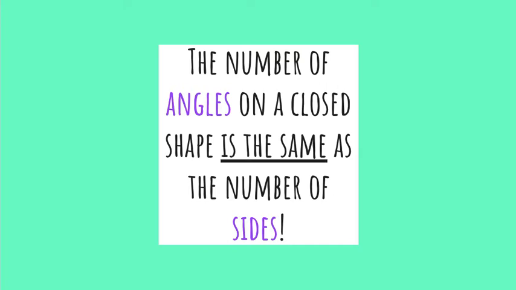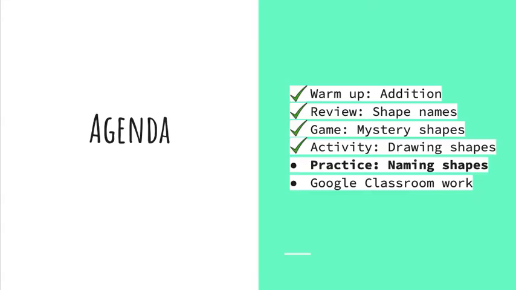I noticed that the number of angles on a closed shape is always the same as the number of sides. So that's an easy way to count those angles, is they're always going to be the same as the number of sides. So we just did our drawing shapes, and now it's time to practice naming shapes. This is what you're going to do on your Google Classroom work as well, so pay really close attention, okay?